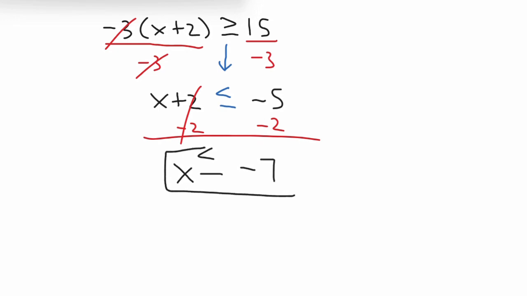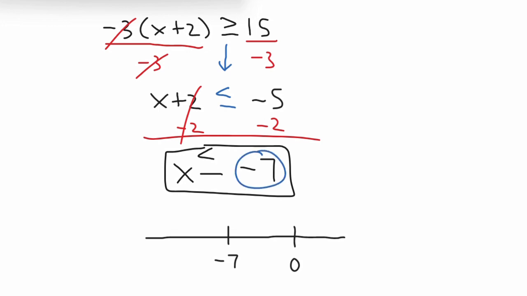All right, let's do a number line for this one. Here's 0. Negative 7 is somewhere over here to the left of 0. So x is less than or equal to negative 7. Negative 7 is included because it's less than or equal to negative 7. So we're going to do a filled-in circle for negative 7, and then you're going to draw an arrow to the left of that because it's less than or equal to that.